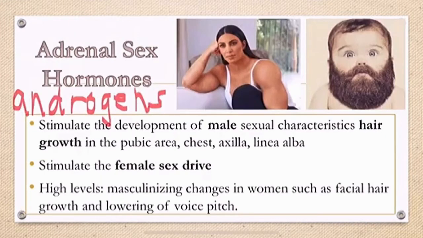Cells in the inner zone of the adrenal cortex produce the adrenal sex hormones called your androgens. These are your male sex hormones. Small amounts of androgens are secreted by the adrenal cortex in both men and women. In adult men, most androgens are secreted by the testes. This hormone stimulates the development of male sexual characteristics such as a deep voice and hair growth in the pubic area, chest, axilla, and your linea alba.